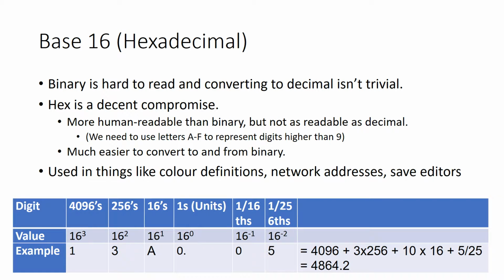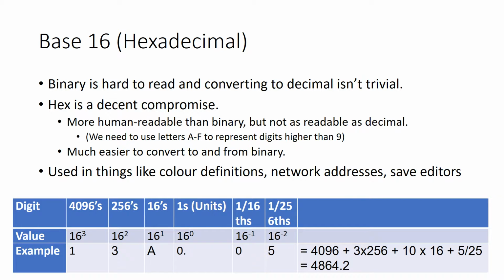What about base 16? Well, that number we just saw, it's kind of hard to read, and converting it to decimal isn't a trivial process. So hex is more of a compromise. Computers don't actually work in hex, and neither do humans, but hex is more readable than binary. Not quite as good as decimal, because we need to use A to F as digits. But also, it's much easier to convert from hex into binary and vice versa. So it's a compromise, but a useful one sometimes. Quite commonly used in things like defining colors, network addresses, editing your save games. That's where you'll probably see hexadecimal used.